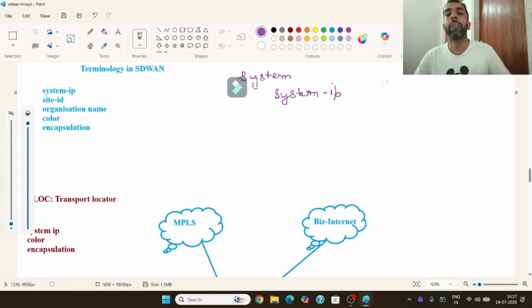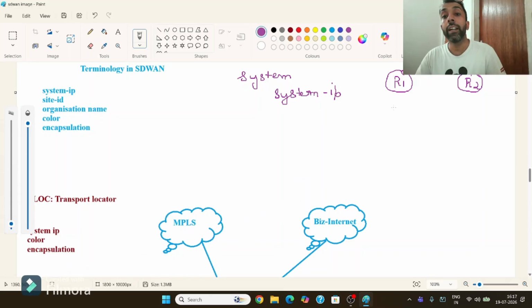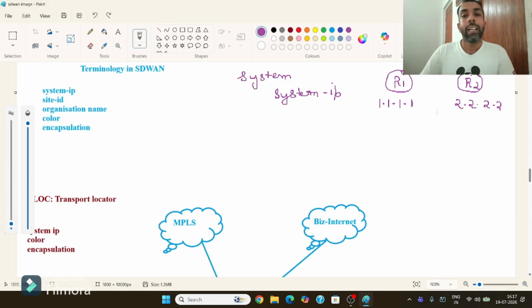For example, if I have two routers, router number one and router number two, I can provide both the routers a different or unique system IP. For example, on router one, the system IP address is 1.1.1.1, and on router number two, the system IP address can be 2.2.2.2. Now, you will ask me, okay, is it similar to the router ID in the concept of OSPF? You got it right. Yes, it is kind of a similar thing.